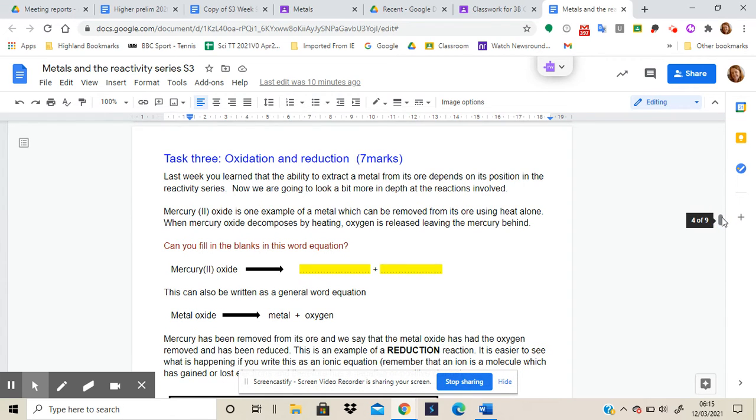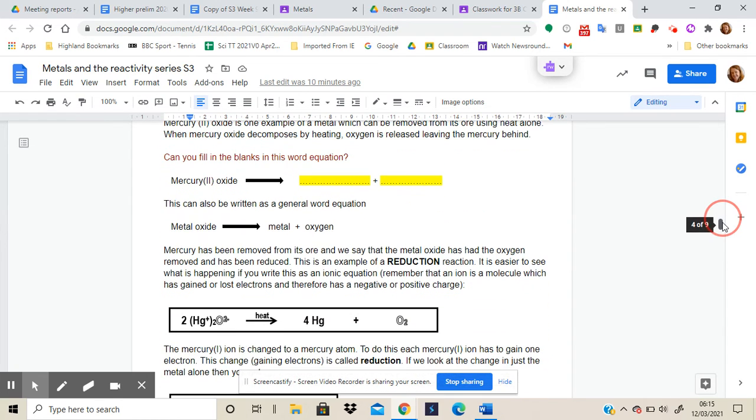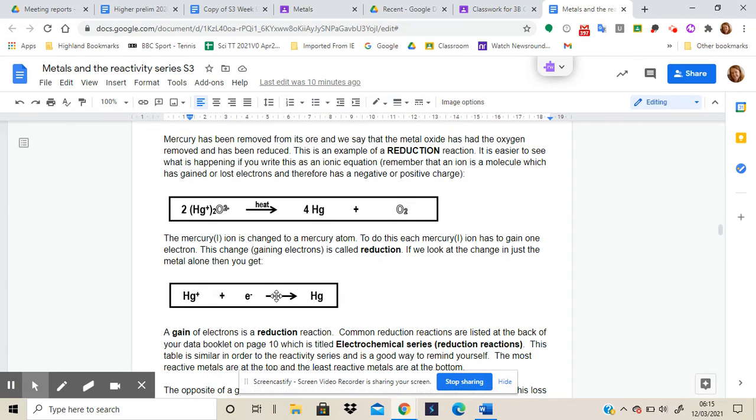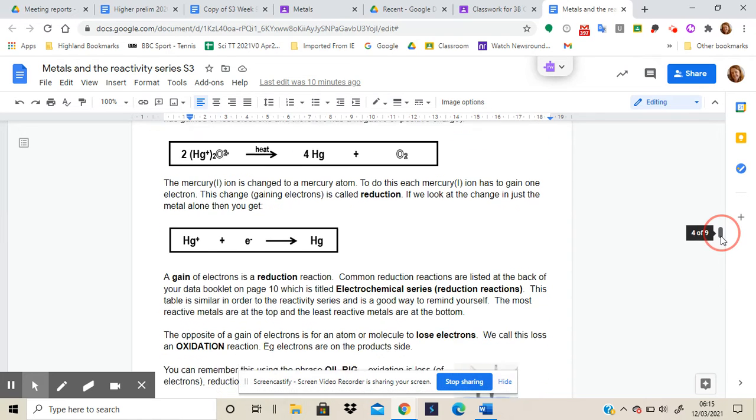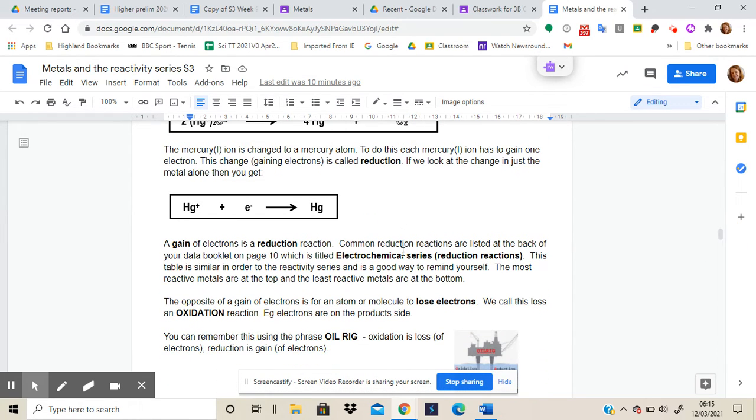Now, this is quite an interesting wee task. Chemists first thought that oxidation was always to do with oxygen. It can be gaining oxygen, but really not every reaction has got to do with oxygen. It's to do with the electrons. So when you read down here, you'll find that a reduction reaction is when something gains electrons. So the electrons are on the reactant side. And the complete opposite of that, when the electrons are on the product side, it's called oxidation.